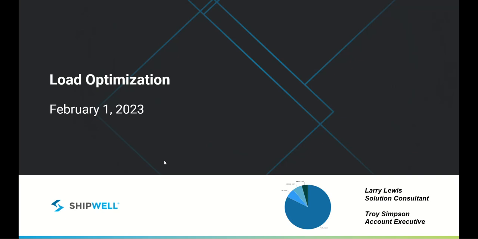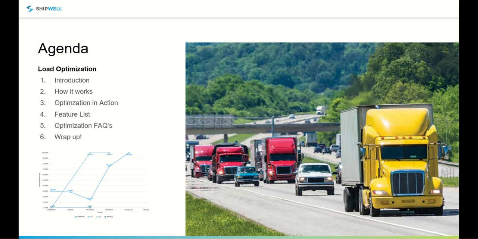Today we're going to provide a high-level overview of load optimization inside of Shipwell's TMS. Inside the Shipwell TMS, we'll do a quick introduction in terms of how orders are consolidated into shipments. We'll talk about the inner workings of the optimization. We'll take a look at the optimization live and in action inside the TMS. We'll talk through some of the features and functions that are available to users when utilizing the algorithm for doing the consolidation. We'll cover off on some of the FAQs, things that we hear from folks like you when demoing and talking about load optimization, and then we'll wrap it up at the end.